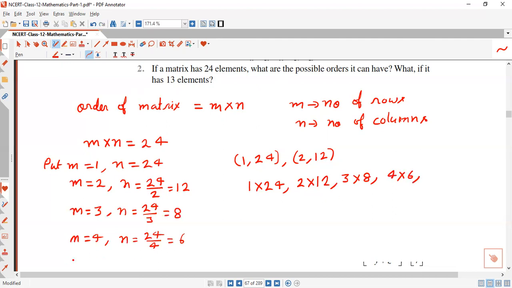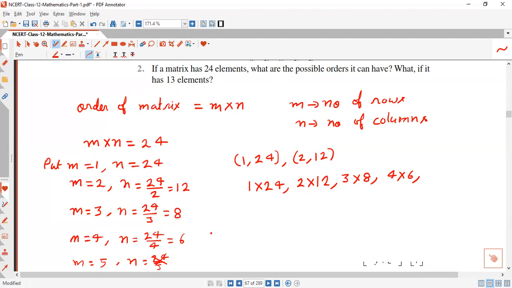If m is 5, you see that n equals 24 by 5. This is not completely divisible, so we are not getting an integer. We cannot opt for this value because we are not getting an integer. So m equal to 5 is not possible. The number of rows cannot be 5.